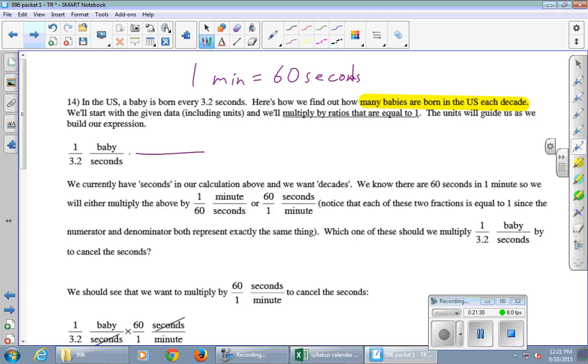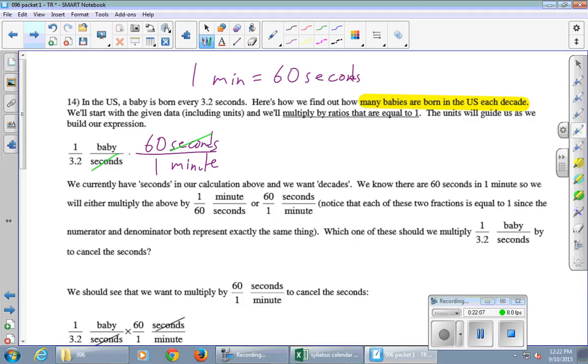So this is something you should copy. 60 seconds is the same as 1 minute, which means that purple fraction is equal to 1, which is the only reason I can multiply by it. And then we're going to go ahead and cancel some units here. So seconds cancels. We'll go to the calculator at the very end, but at the very least, we're getting closer. We were at seconds, now we're at minutes. We're trying to get to decades. We're heading in the right direction, yeah?